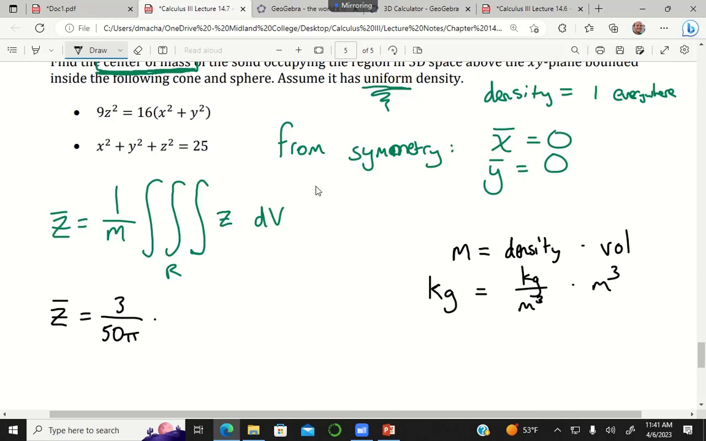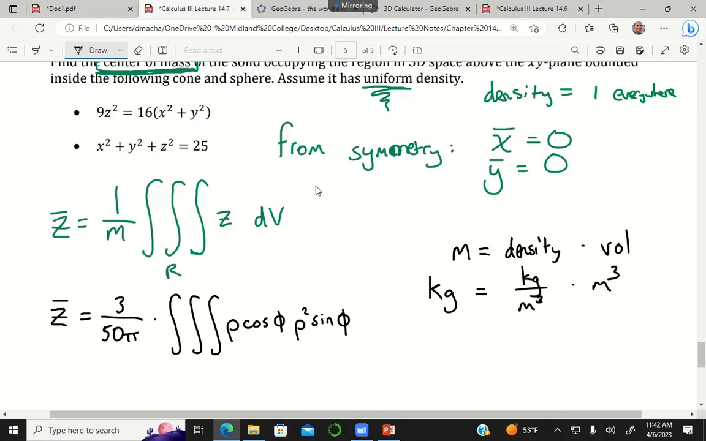Now I have this triple integral. I'm going to again convert to spherical coordinates. Z in spherical coordinates is the same thing as rho times cosine of phi. Cosine of phi is adjacent over hypotenuse, so multiplying by the hypotenuse only gives me the adjacent side. The adjacent side is my z coordinate, so that's the same thing as z. If I'm going to convert to spherical coordinates, I also pick up an additional rho squared sine of phi.